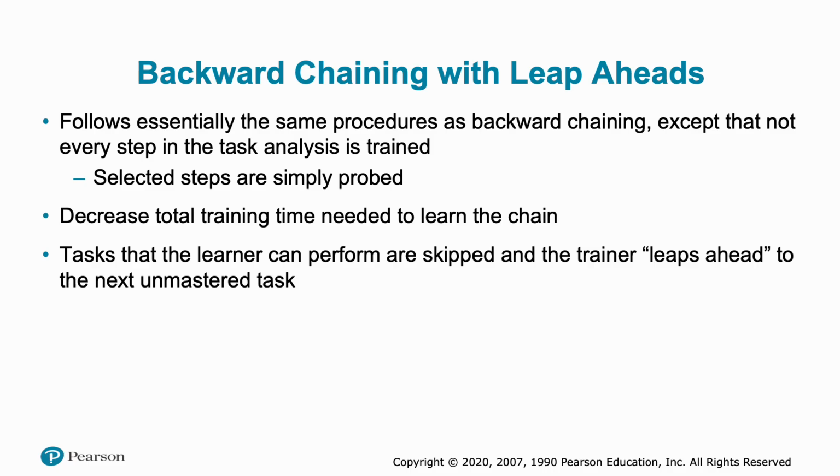So we're going to move on to the next step, and we're going to test, can they engage in the following step? If they can, great, then we won't work on it. And if they can't, then we will target that step. Okay. And that's pretty much it. So tasks that the learner can perform are skipped, and the trainer leaps ahead to the next unmastered task. This decreases the total training time that's needed to learn the chain.